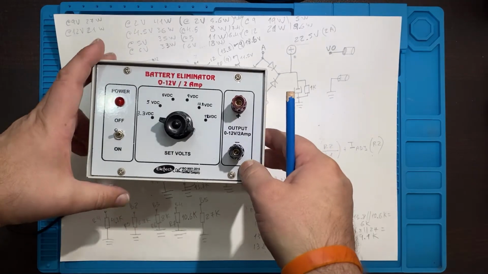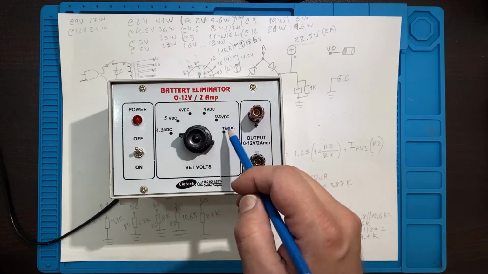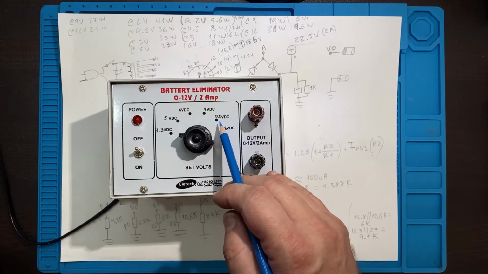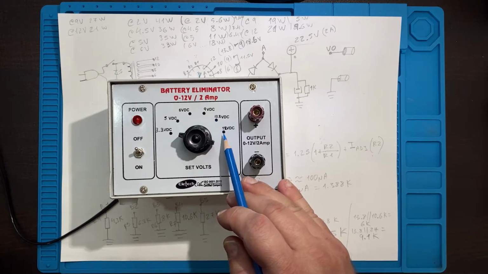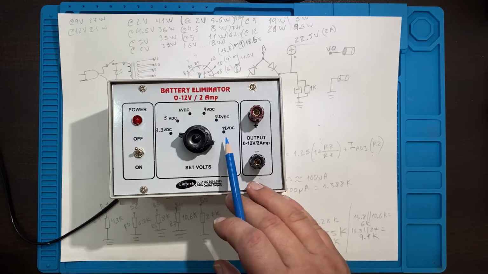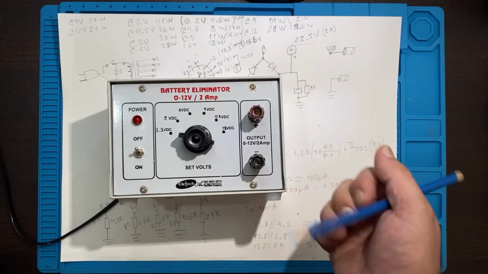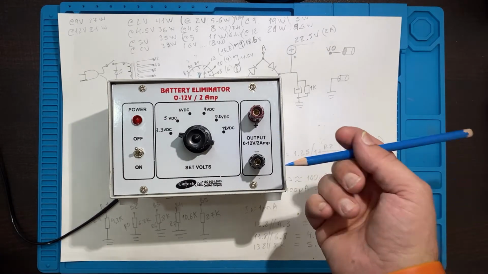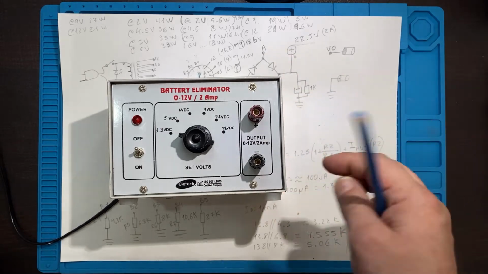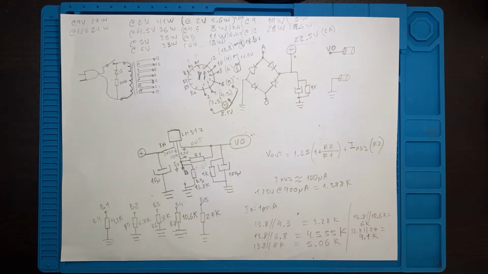So I changed the voltages: 3.3, 5, 6, 9, 13.8, which is usually a lead acid battery when it's charged, or trickle charged lead acid battery, and 18 volts, just because I could go higher. The unregulated output was 22.5, something like that. So this is what I got. I'll show you inside in a moment.